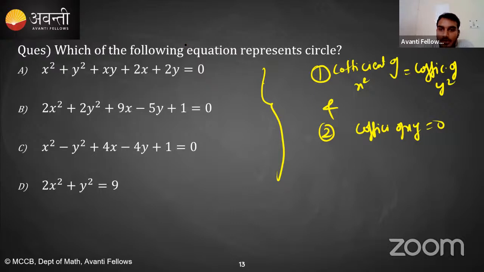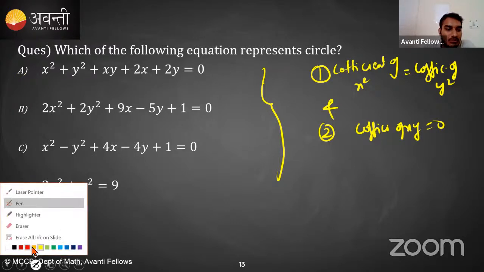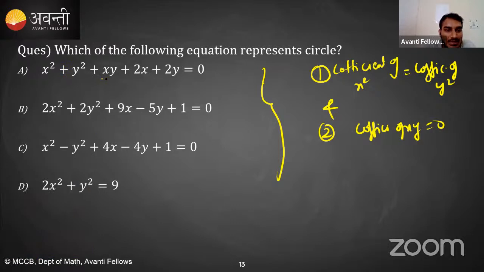Okay. So first of all, tell me quickly in the chat box, is A a circle or not? Is A an equation of a circle or not? Everyone, it is not. See, the coefficient of xy is 1. Here the coefficient of xy is not 0. So straight away it is not an equation of a circle. Simple. Here, the coefficient of x square is 2, the coefficient of y square is 2, and the coefficient of xy is 0. So this is satisfying both our conditions. Yes, very good. So B is an equation of a circle.